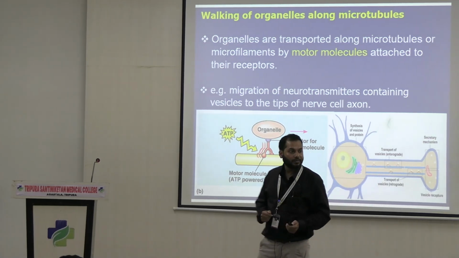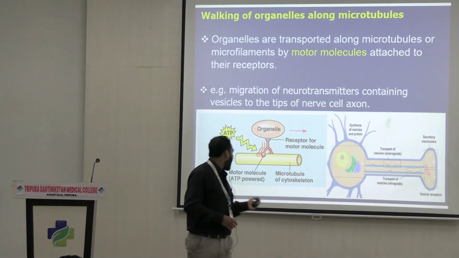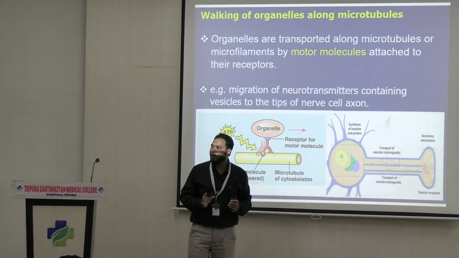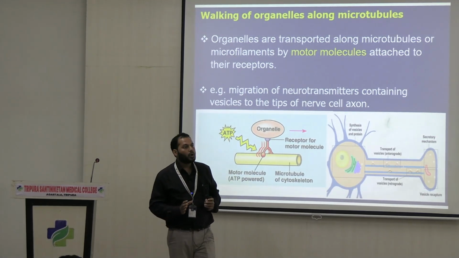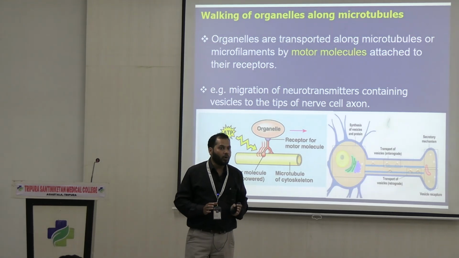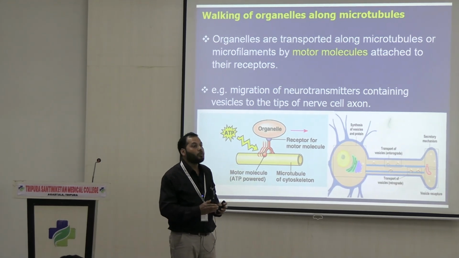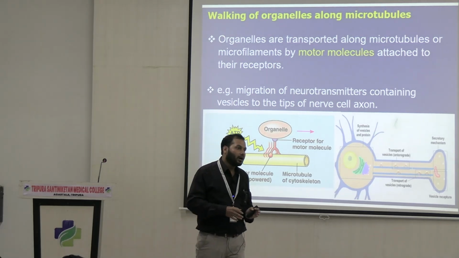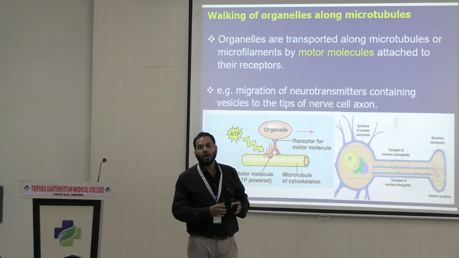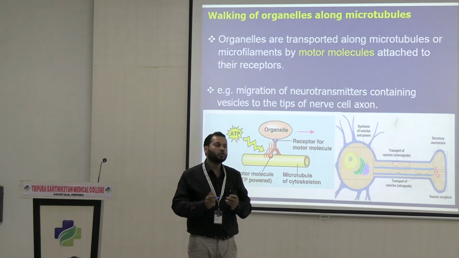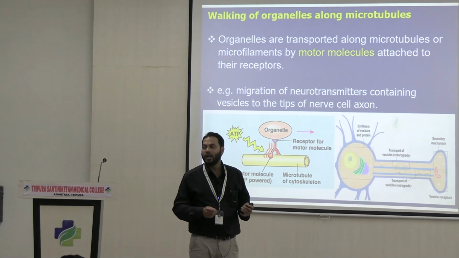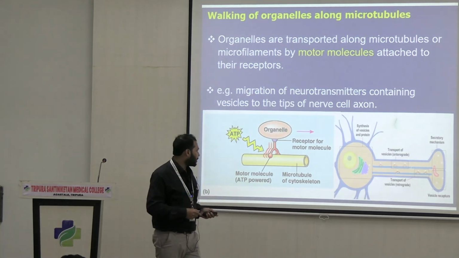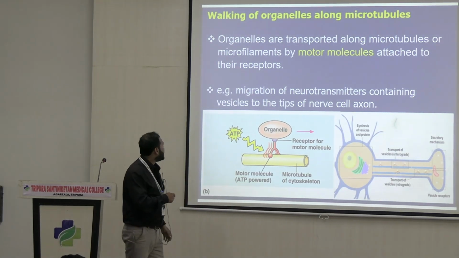So it means based on the type of protein attached here, we can see two different types of transport mainly. One is called anterograde transport, where the cargo moves towards the plus end of the microtubule, and another is retrograde transport, where the cargo moves toward the minus end of the microtubules by motor proteins along the microtubule structure.